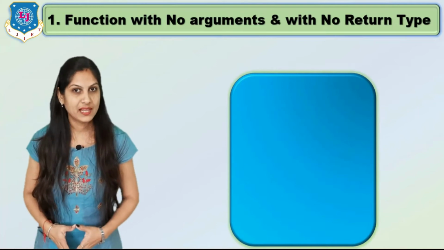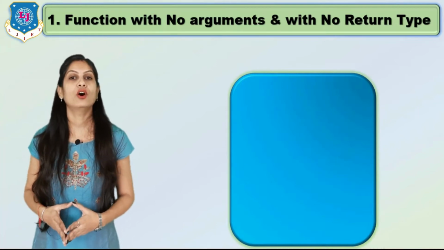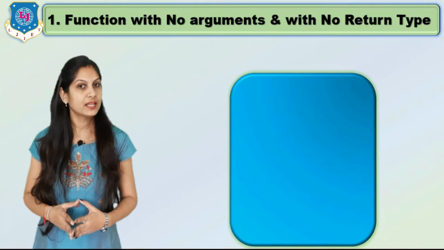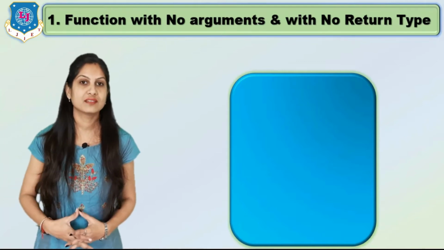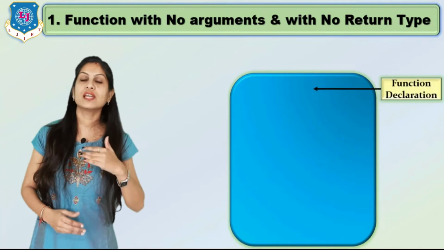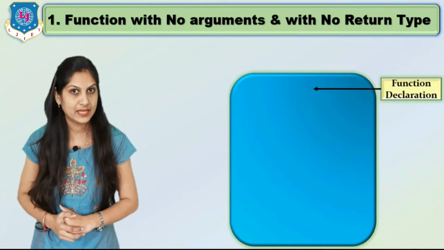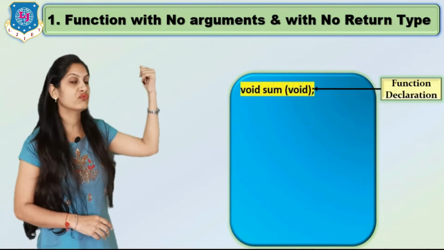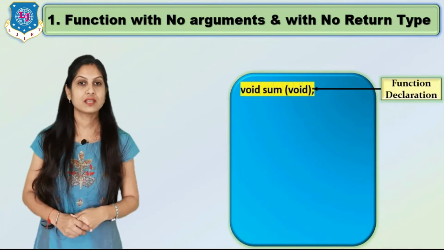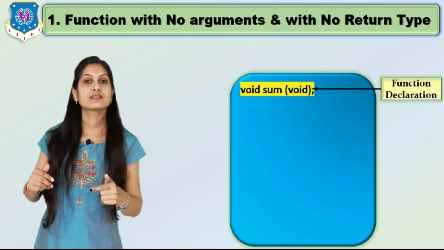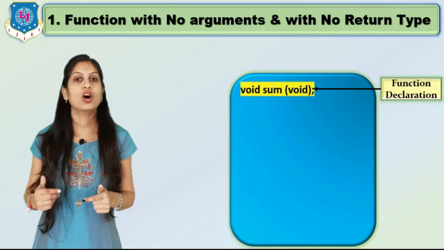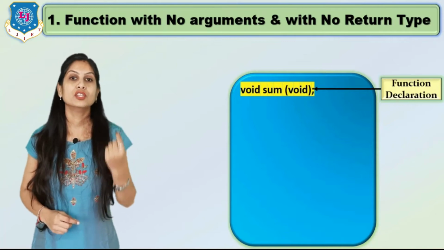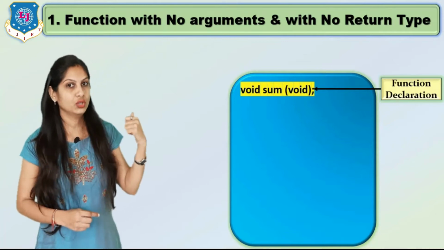Now take one simple example to find the sum of two numbers. For that, first we have to write the header file, that is #include <stdio.h>, and after that we have to write the function declaration. So here we are starting with the function declaration, that is void, then the function name is sum, and the brackets you can keep blank or write void, because the category is no argument, no return.